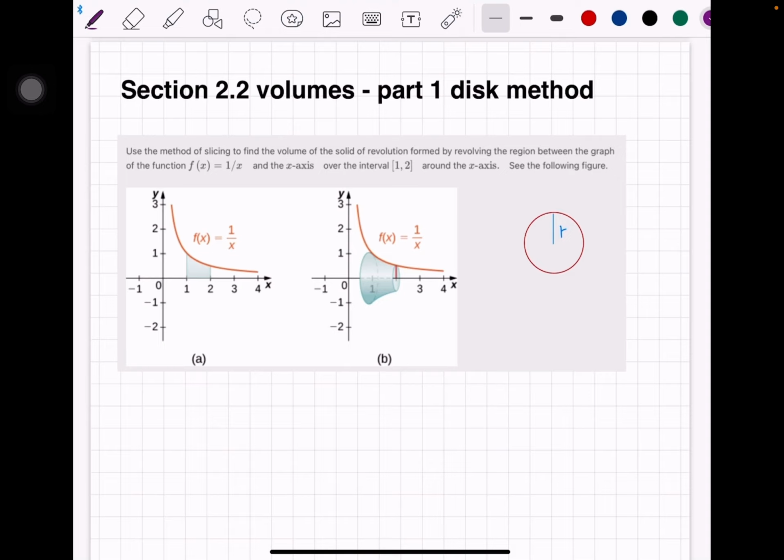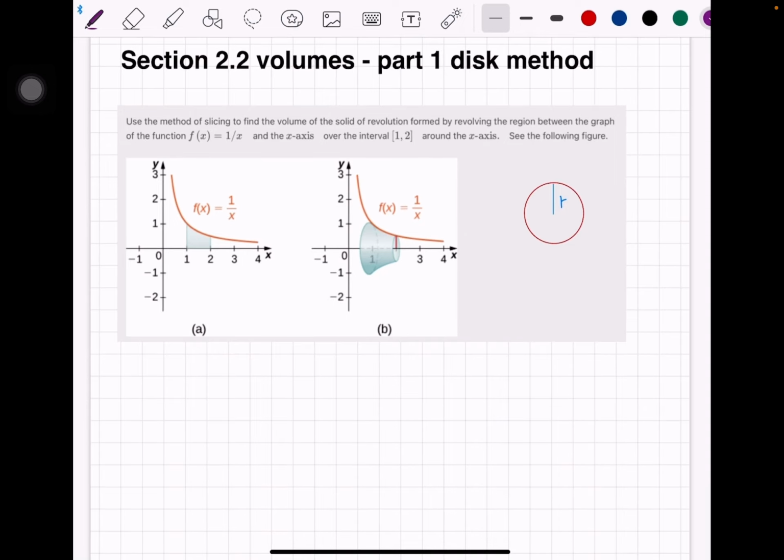So section 2.2 is going to talk about volumes. When we're talking about volumes, we actually have three different methods. In section 2.2, we're going to talk about two methods, the disk method and then the washer method. This is the first part, for the disk method.